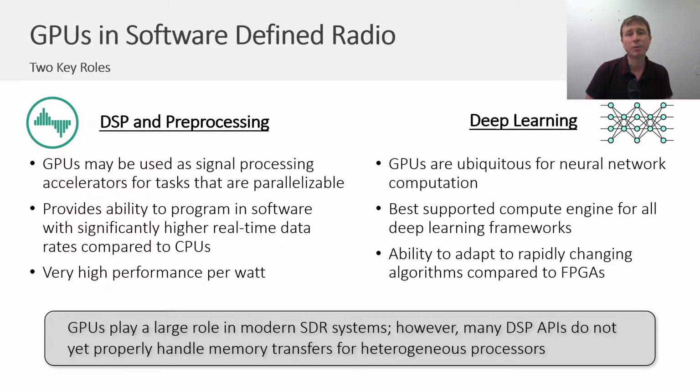In terms of deep learning, GPUs are known to be ubiquitous for neural network computation. They are also the best supported compute engine for all deep learning frameworks. And based on what I just said a second ago about writing software, making it easily adaptable, that allows us to keep up with the rapidly changing world of machine learning.